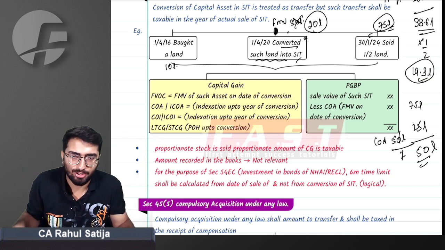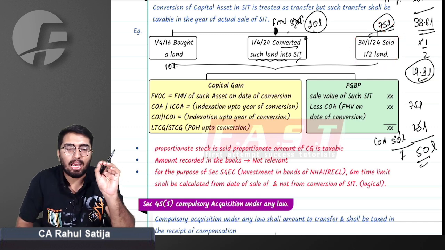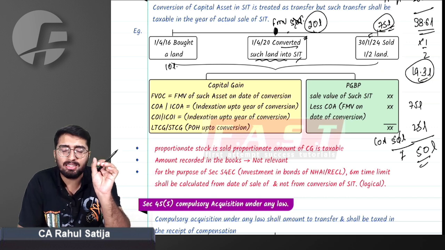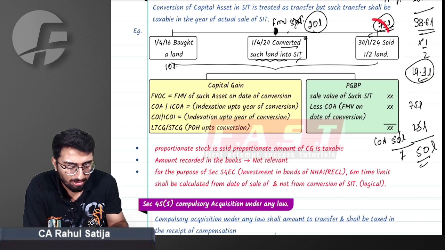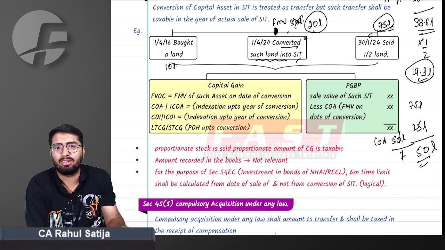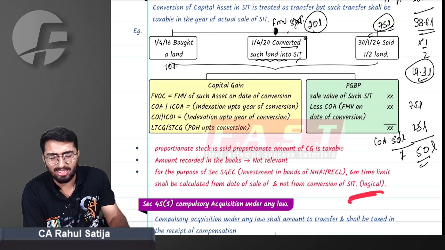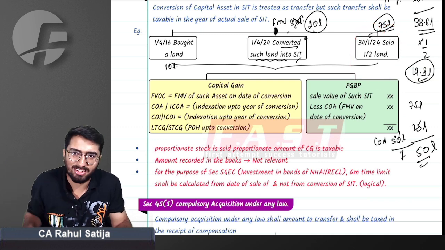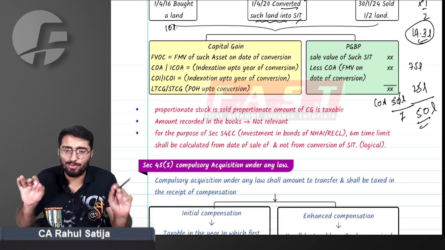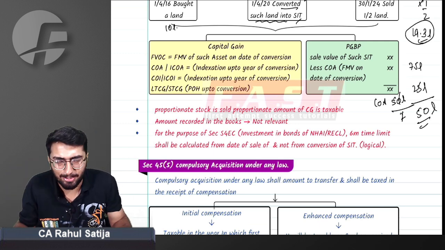Did you get this point or not? This simply means that the 6 months period for claiming the exemption under section 54EC will be applicable from the date of sale of such stock in trade and not from the date of the transfer. That is the bottom line. It is even logical. If I had not written this point, you might have considered the transfer date only. So this was special case number 2, where capital asset is converted into stock in trade.